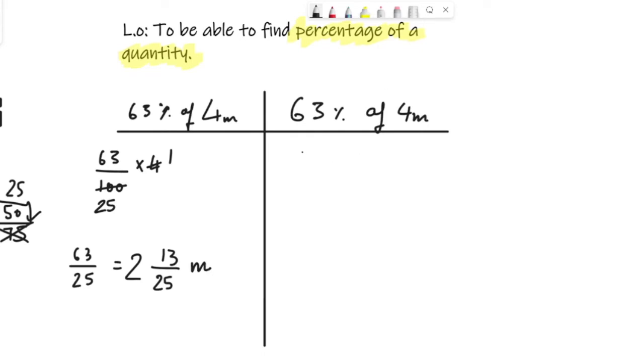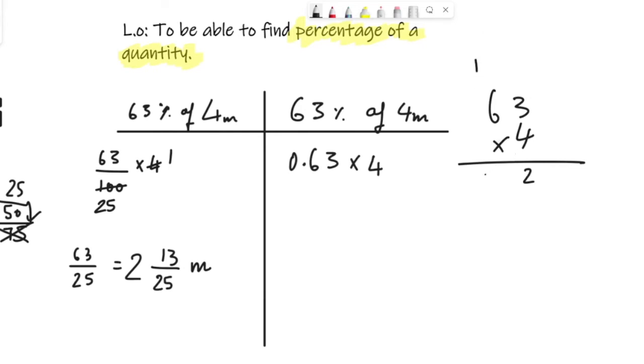The other way of doing this is to write 63% as a decimal. As I told you, we always have to move 2 steps back. So 63 over 100 as a decimal is 0.63, times 4. Let's do it here. 4 times 3 is 12. 4 times 6 is 24. 24 plus 1 is 25. As we have 2 decimal places in our question, our product will also have 2 decimals. So the answer is 2.52 meters. This gives you a more understandable and easy answer. So it's up to you. You choose the way you feel comfortable with.